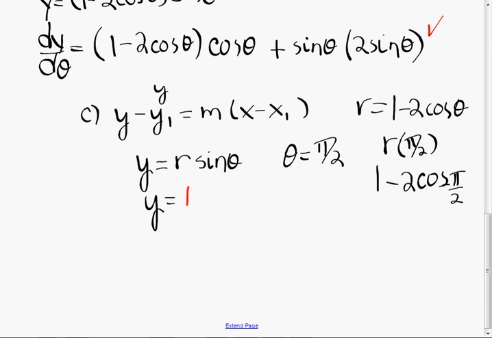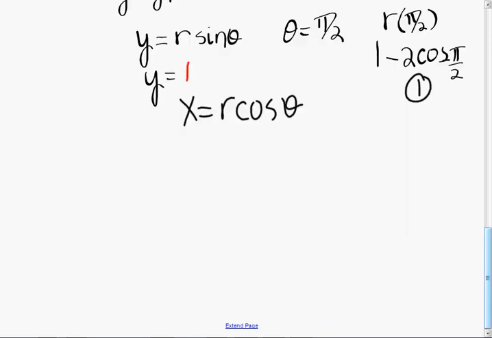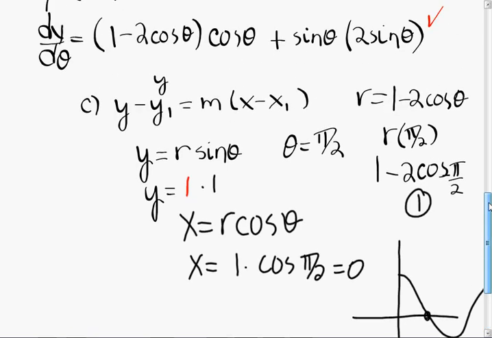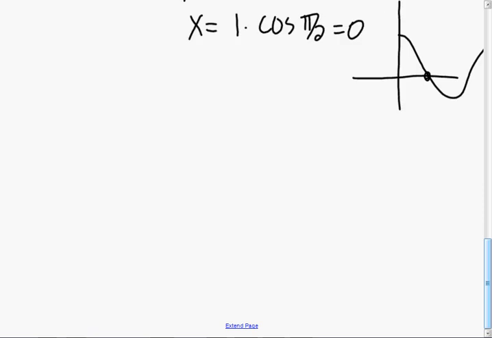Okay. Then we have to do x. X equals r cosine theta. We already know what r is. What's r? R is 1, right? What's the cosine of pi over 2? Sine of pi over 2 is 1. What's the cosine of pi over 2? 0. So x is 0. And then Ori says he remembers the answer, but that doesn't help. This is a 0. This is 1. And now I got to find the slope. How do you find the slope? Right. dy dx is dy d theta over dx d theta. And they picked nice numbers.